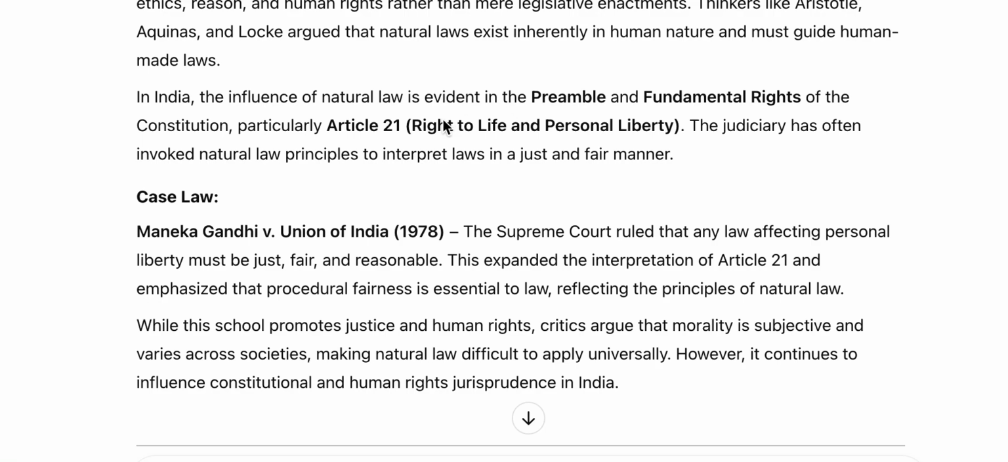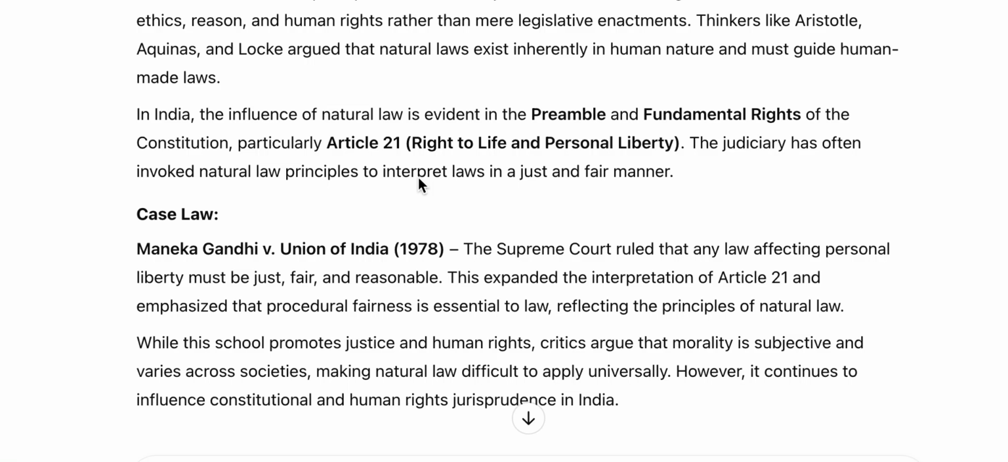the preamble and fundamental rights of the Constitution, especially Article 21, right to life and personal liberty. So the judiciary has often invoked natural law principles to interpret laws in a just and fair manner.